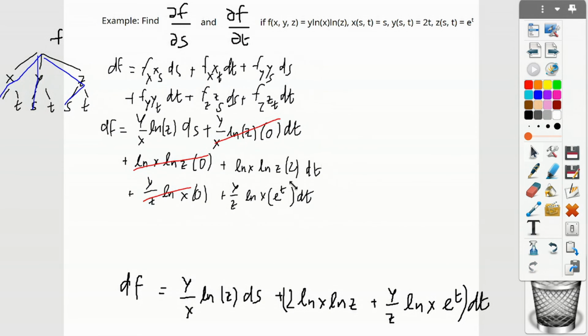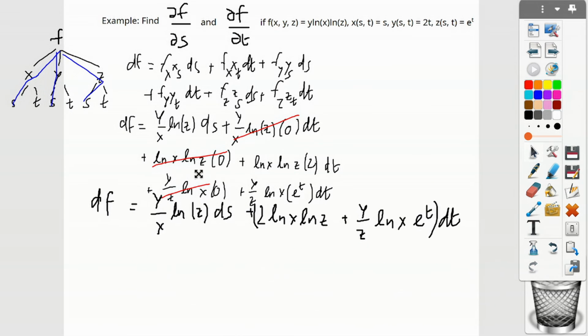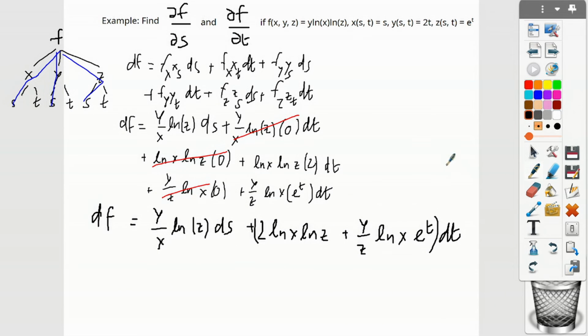Now, this is actually, like I've said again, harder to do. It's easier to do with just substitution. So y is what? y is 2t, x is s, and z is e to the t. So it's just 2t over s times e to the t, or times natural log of e to the t, which is 2t squared over s.